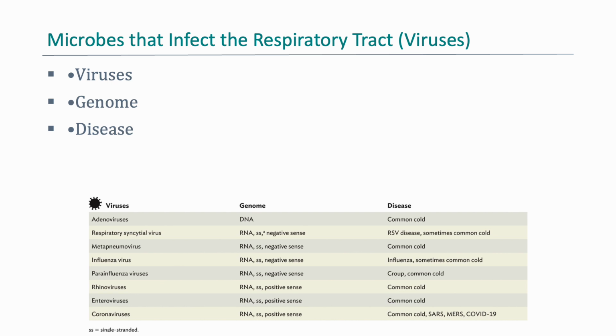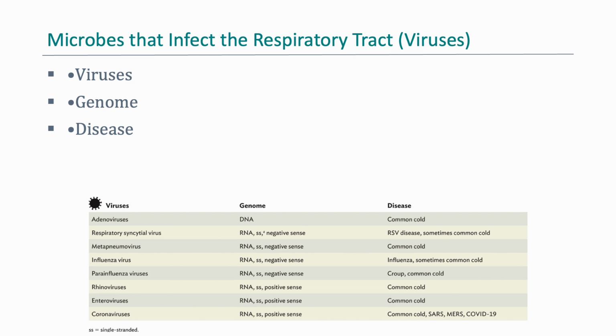Microbes that infect the respiratory tract, and these are just the viruses. In this chart, you can see the virus, the genome that causes them, and the disease that it causes. So first off, I'm going to describe each of the viruses, just an overview of what each of them are. So adenovirus, it causes the common cold. It's common and typically causes mild cold or flu-like symptoms, causes illness in all ages.